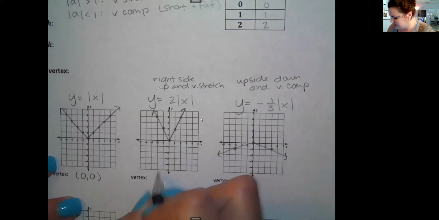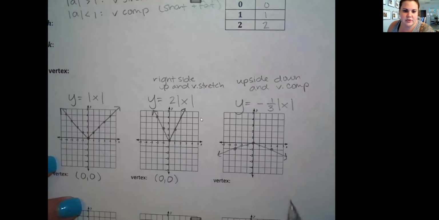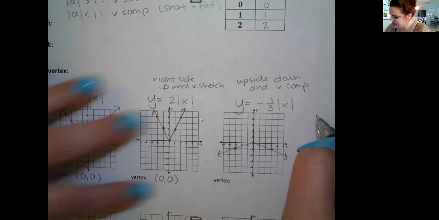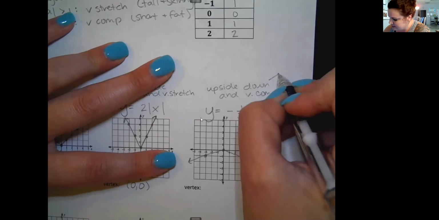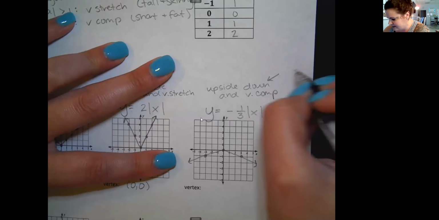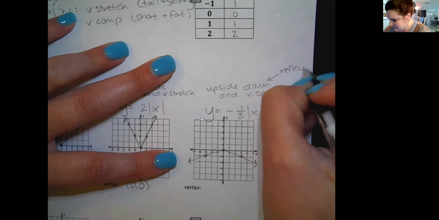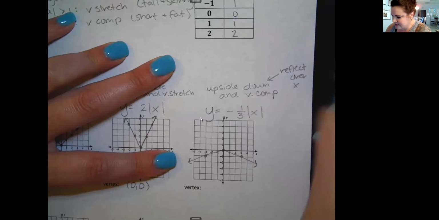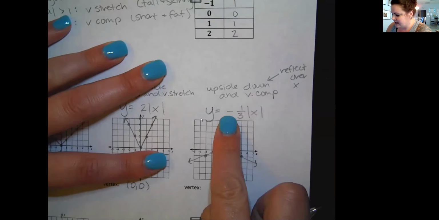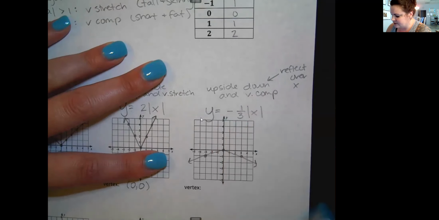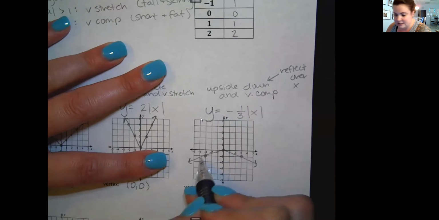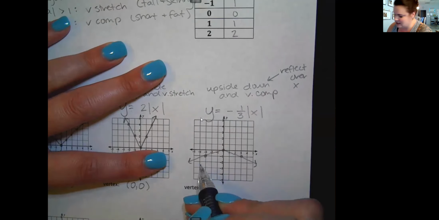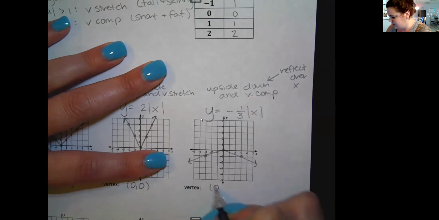The vertex has stayed the same because vertically stretching and compressing does not change that vertex. Right? So since this graph is upside down, we actually call that being reflected over x. And so that's why I have a negative in the front. And then I did the fraction 1/3. And so when I graphed this, it went down 1 over 3, down 1 over 3. And it would actually continue to do that pattern. You just can't see off the grid. Again, my vertex is 0, 0.